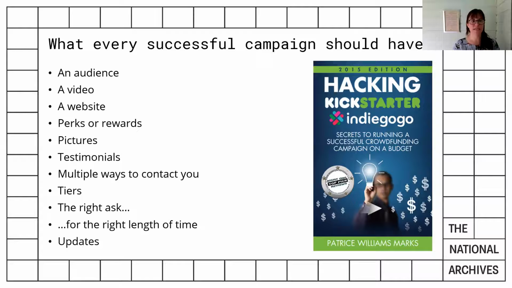Giving people multiple ways to contact you. I think again that helps a bit with credibility, that you're not just a fly-by-night organisation. If someone wants to phone for a chat, they can. Tiers, which really again links to the reward levels.